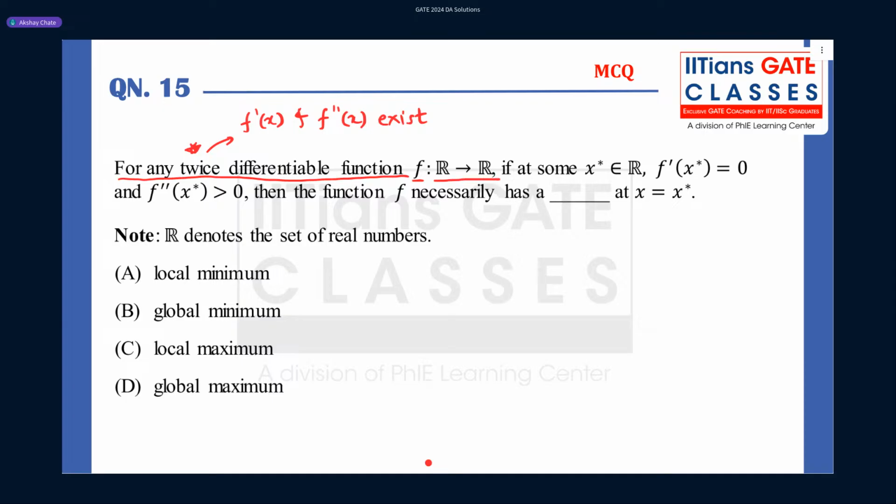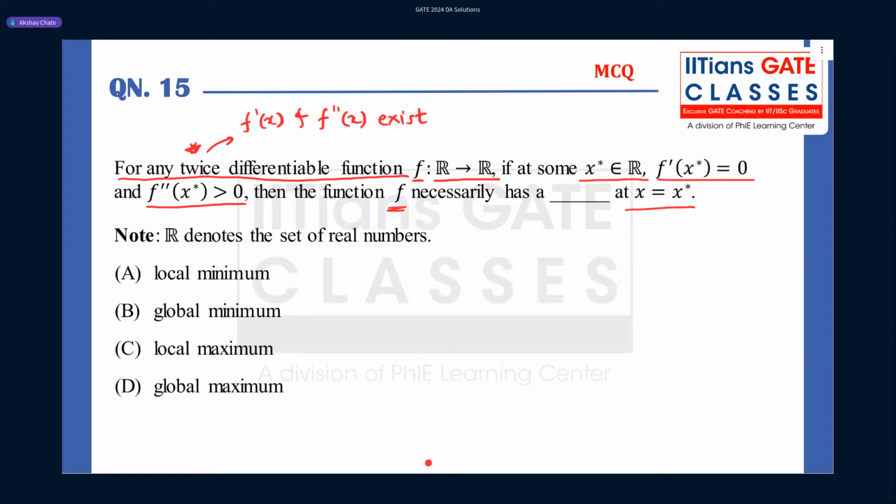This function maps from R to R, where R is the set of real numbers. That is one hint. In this question it is not relevant, but sometimes it helps in eliminating some options. At some x star, which is also a real number, the first derivative goes to 0, and the second derivative is greater than 0. Then what is the nature of function f at x star? That is the question.